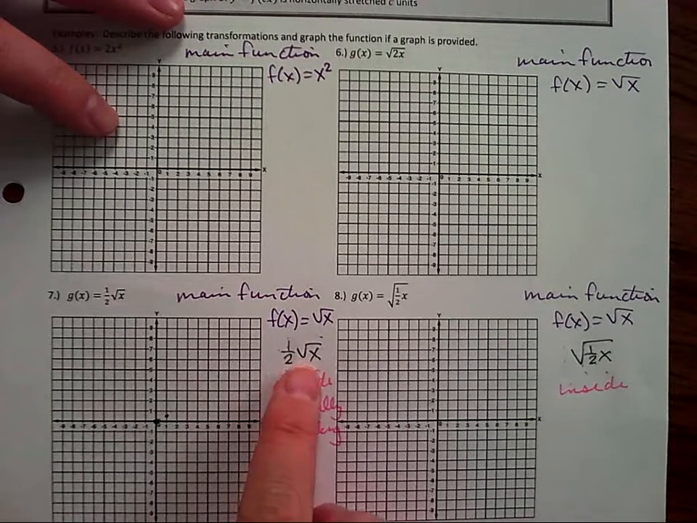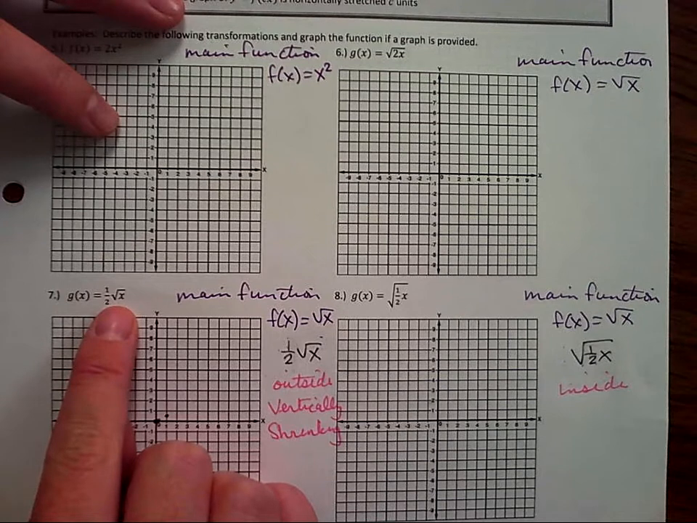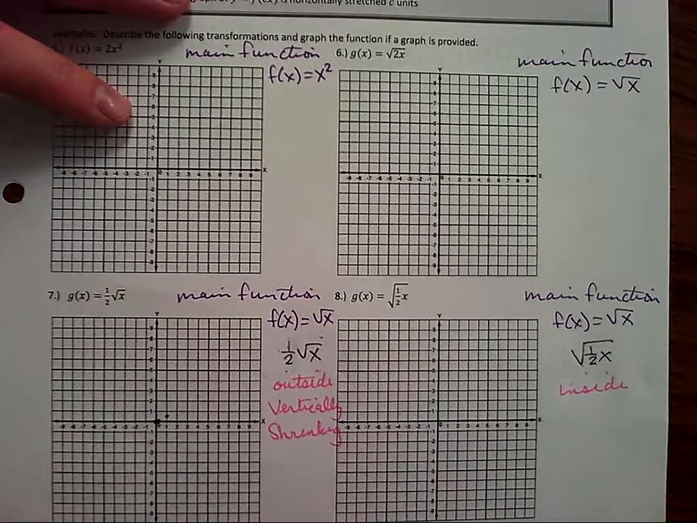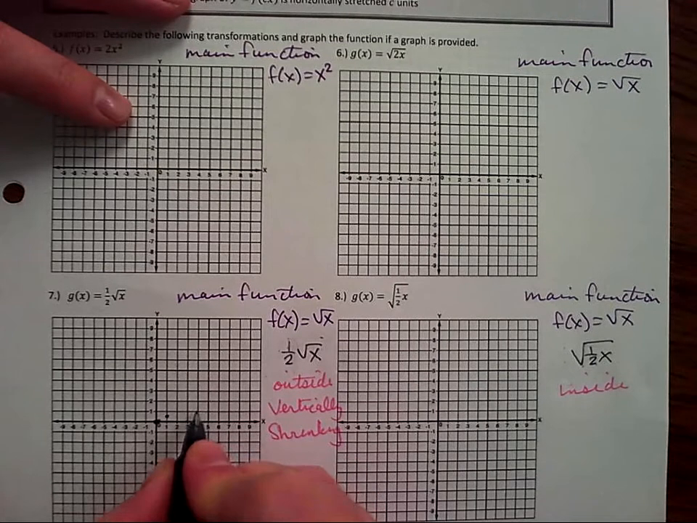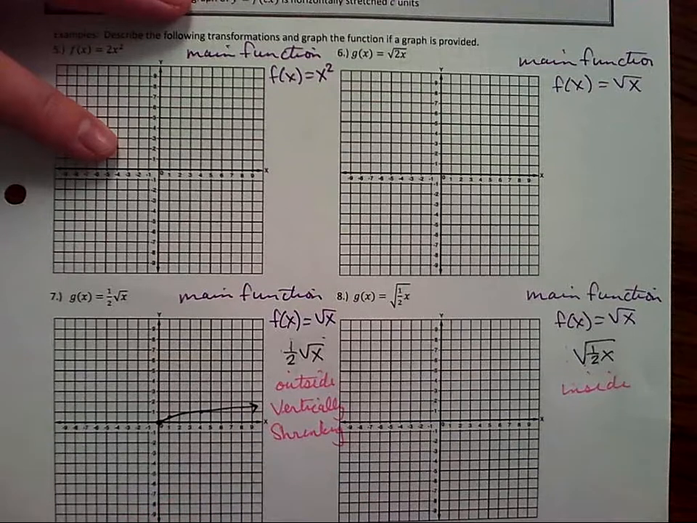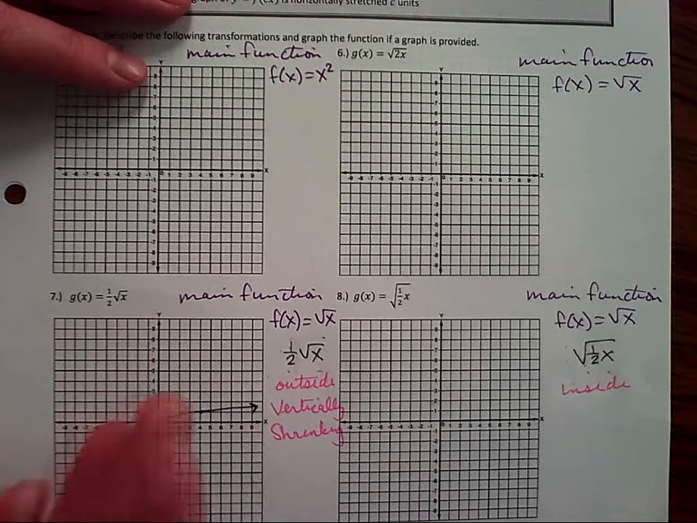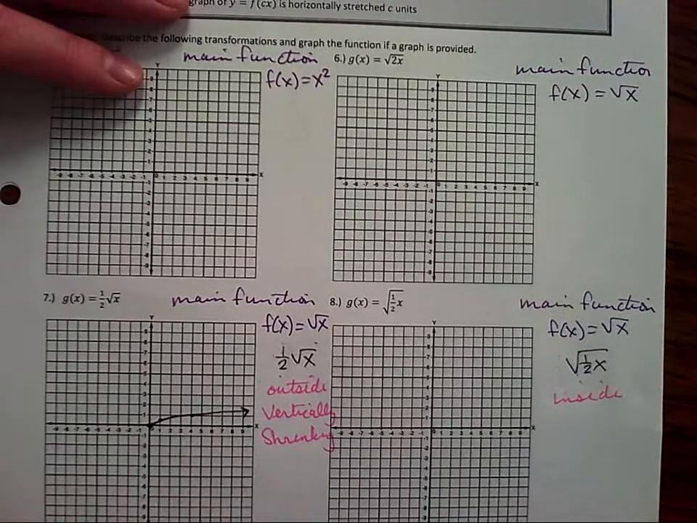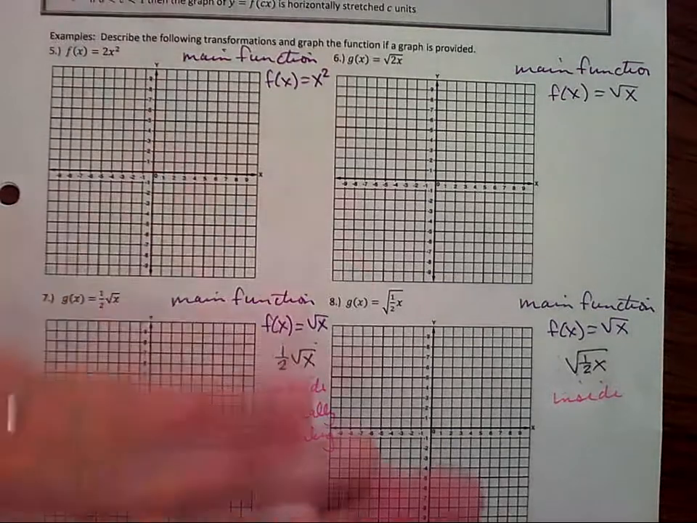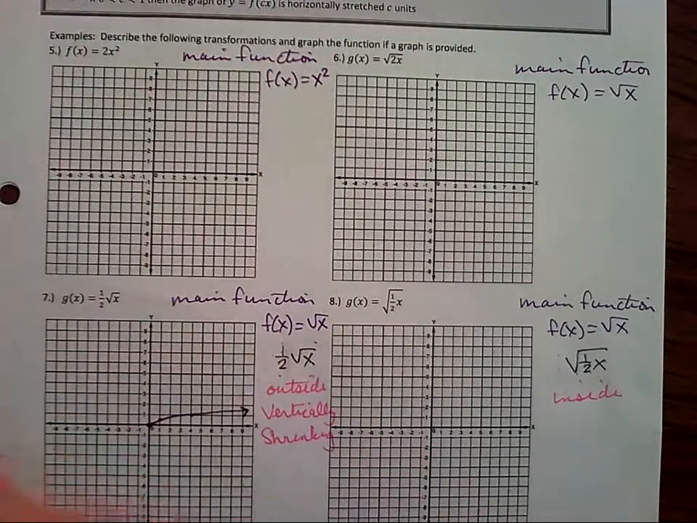Is there another point on this that you can think of? What about if x equals 4? What's the square root of 4? 2. So that would typically be a point on the square root function, but on 1/2 times the square root, it would be 1, right? So if some of this is confusing or a little tricky to remember, you can plug in points to make sure you're graphing it correctly, right? So it's vertically shrunk. I'm like squishing it down.